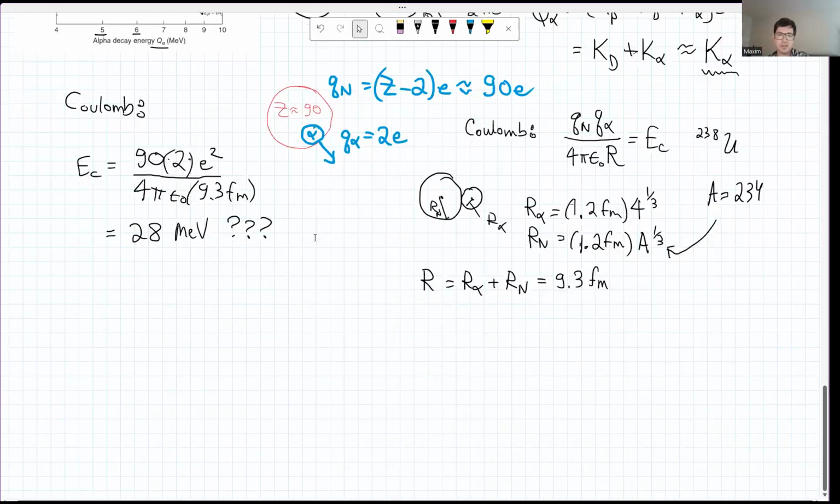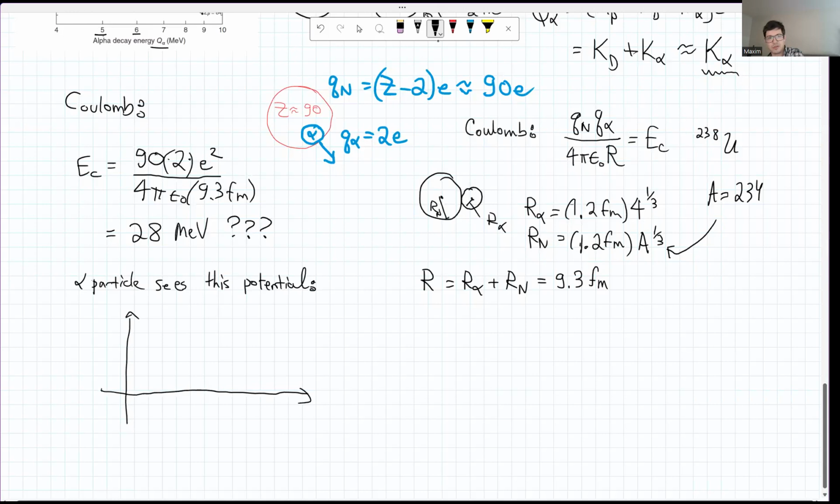So how do we think about this? Let's imagine what the alpha particle sees. The alpha particle sees this potential. So if it's created in the nucleus, and this is the distance away from the nucleus, and maybe this is the radius of the nucleus, roughly, what does it see here?